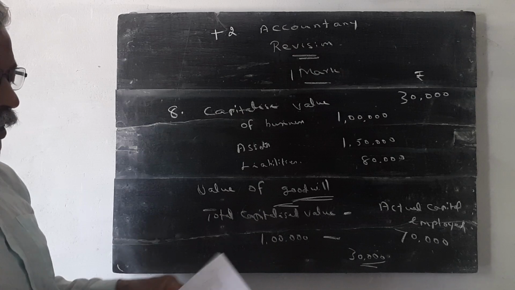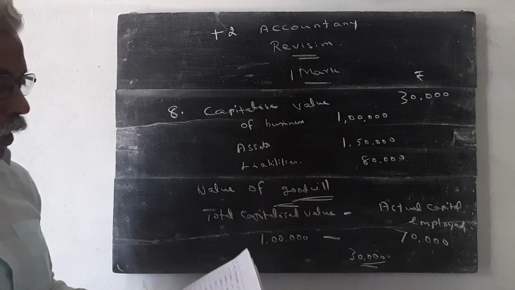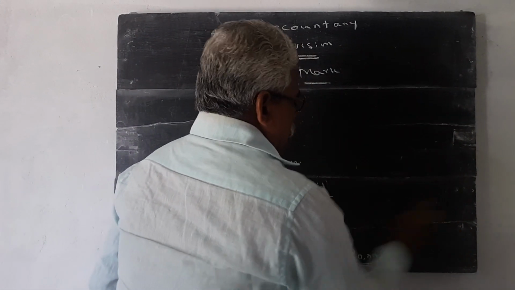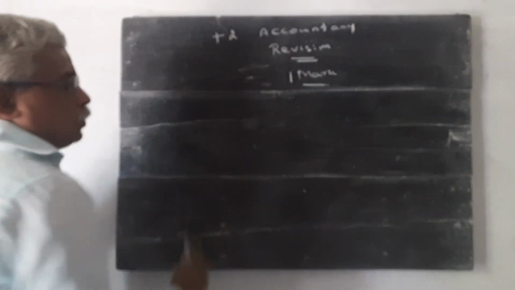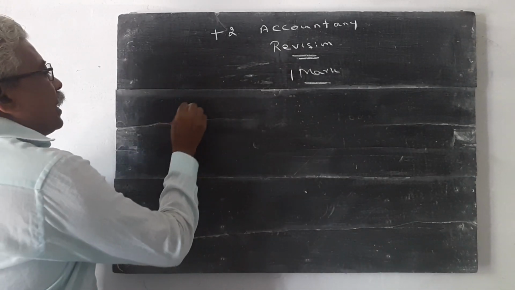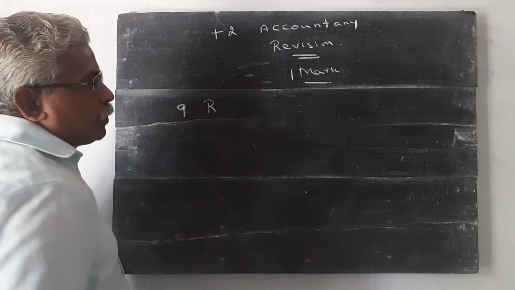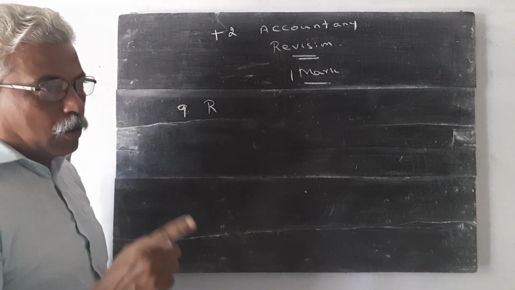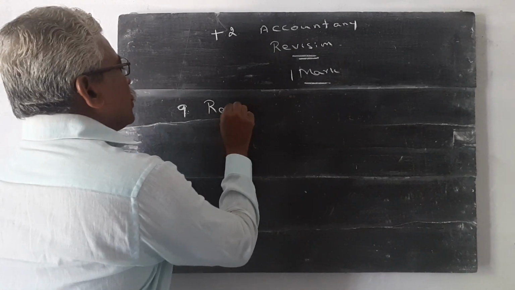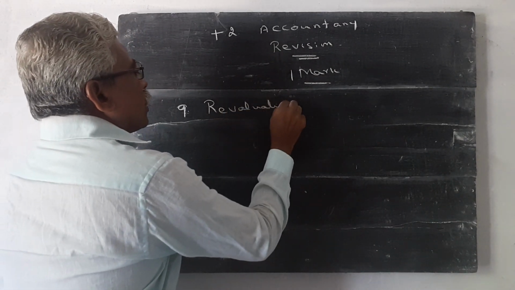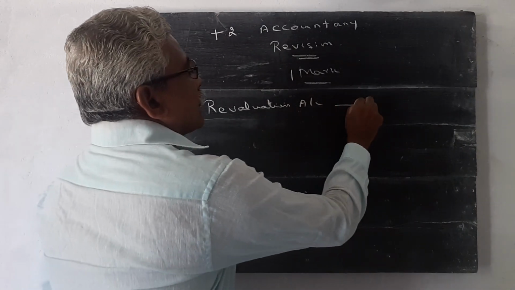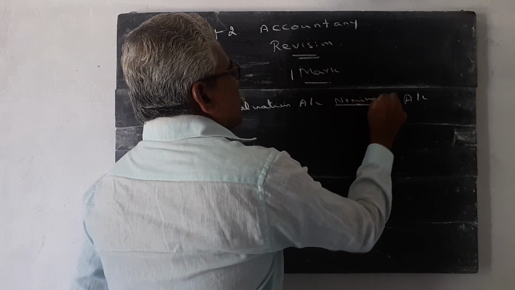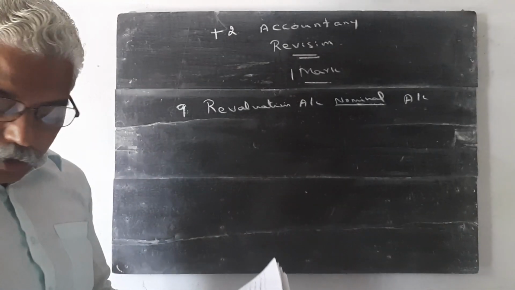Then I want to explain the 9th question. I want to explain 20 questions in this question paper. Question number 9: revaluation account. I repeat what we studied in the previous question. Receipt and payment account is the real account. Revaluation account is the nominal account. Question number 9 is also completed.